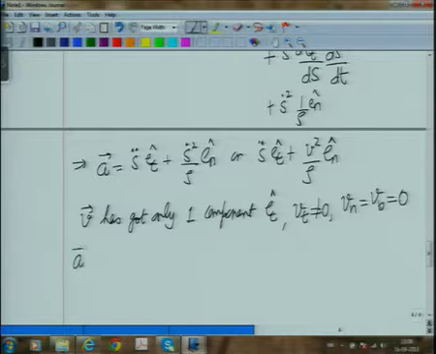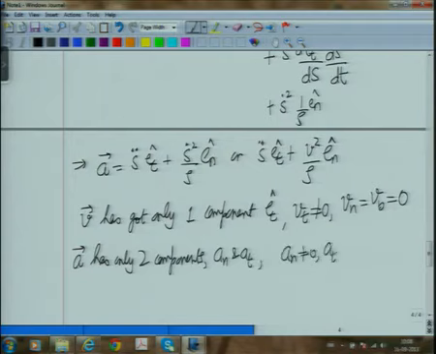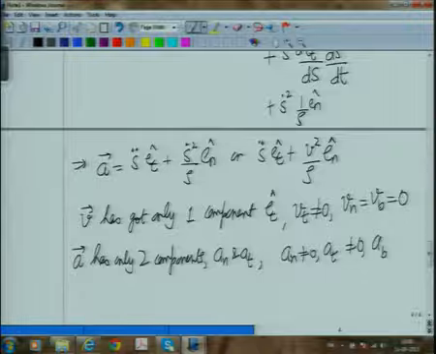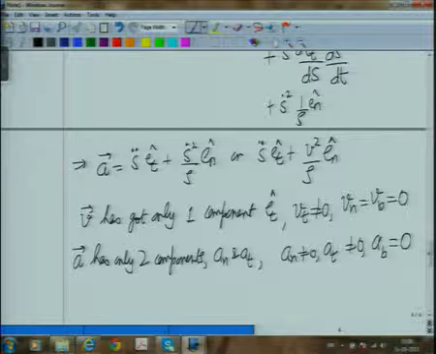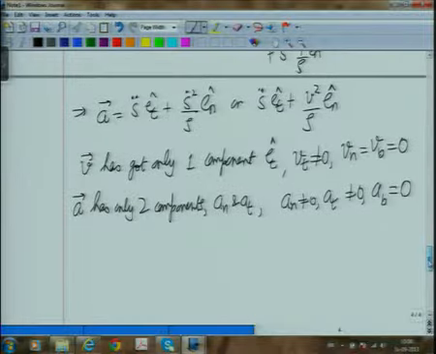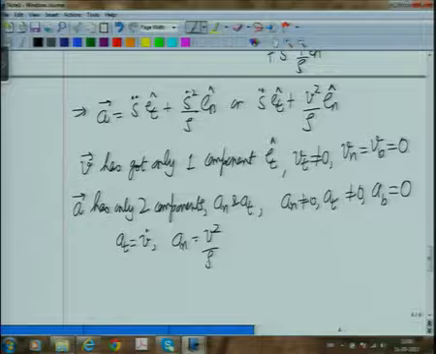Secondly, we realize, and this is not very physically obvious, that acceleration has only two components, An and At. An is not equal to 0, At is not equal to 0, but the binormal component of acceleration has to be 0. And also we realize At is just the rate of change of speed, and An is equal to V square by rho.